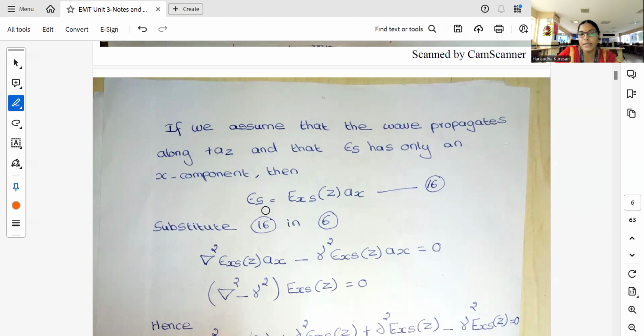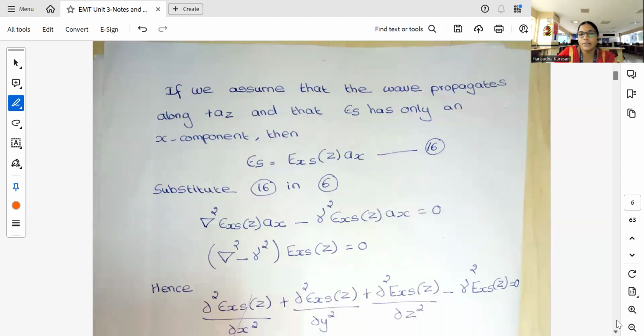Then you can write, so far in the equations we have put E suffix S, right? Now what is that ES? ES is nothing but EXS, X in the sense it propagates and has only x component. That's why EXS of Z into AX. Now substitute this value of ES in your sixth equation. In your sixth equation, hope you are also writing the notes.